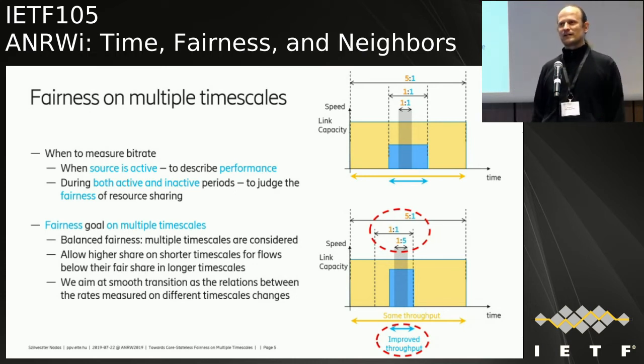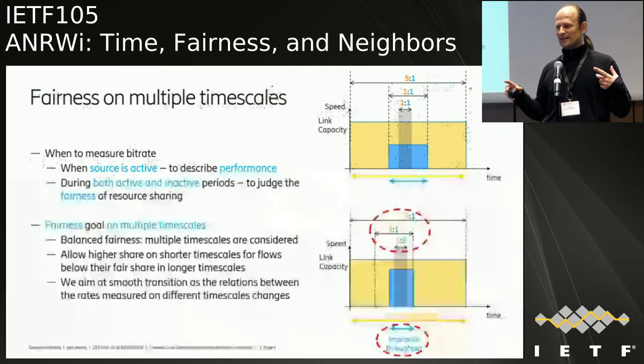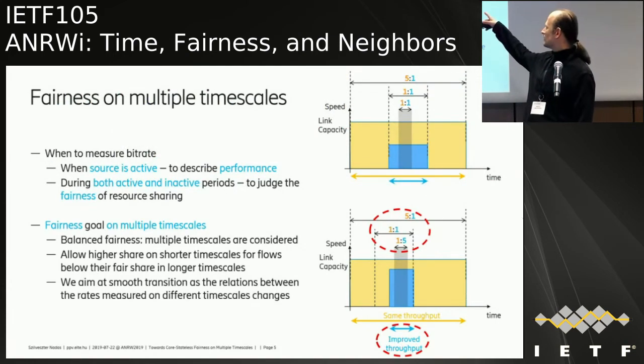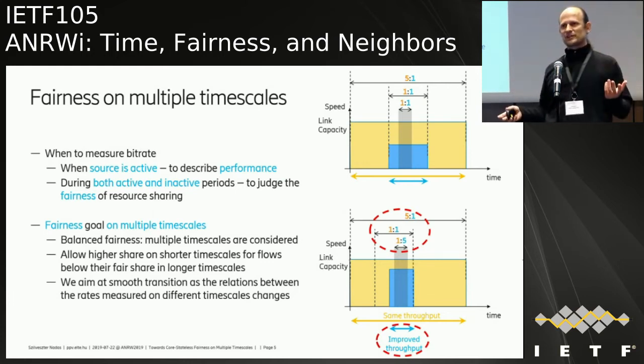If we have the same fairness on each and every timescale, 1-to-1 sharing, then the blue flow has the same resource share as the yellow, and it takes quite some time to download that blue flow. But if you take into account that on a longer timescale the blue flow didn't have any transmission, you can allow a higher share on the shortest timescale. So you can allow this 1-to-5 share on a shorter timescale, and still on the longer timescale the resource sharing remains 1-to-1. Assuming that the yellow user is downloading a long flow, the yellow user's download time won't change, while the blue user's throughput will be improved quite a lot.